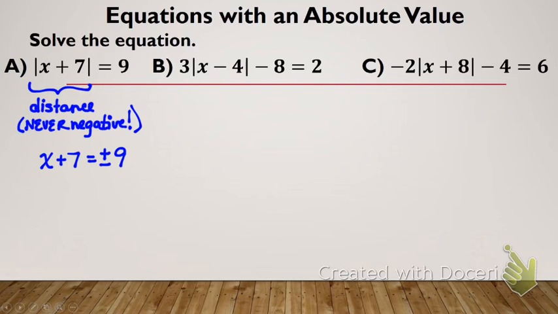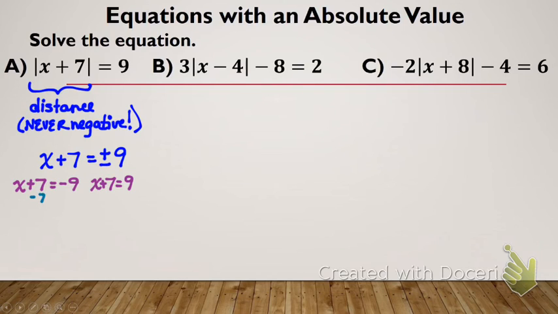So I'm going to need to set up and solve two different equations to figure out what x could possibly be. I need to do x plus 7 equals negative 9, because that's one possible value for x that would make this true. Okay. And x plus 7 could also be equal to positive 9, because that would give me the same absolute value either way.